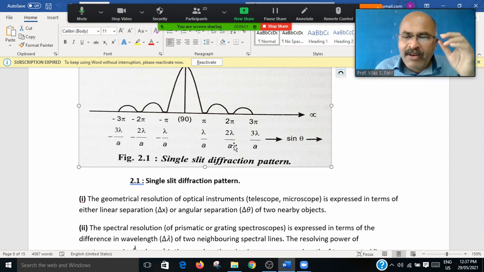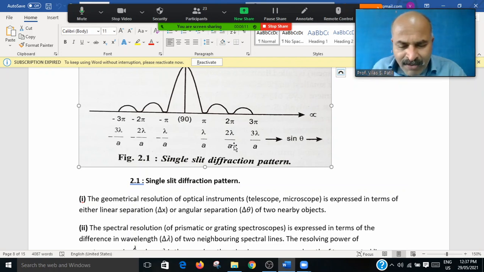It is expressed in terms of delta theta. It means the change in the width or the change in the angular separation of two nearby objects.